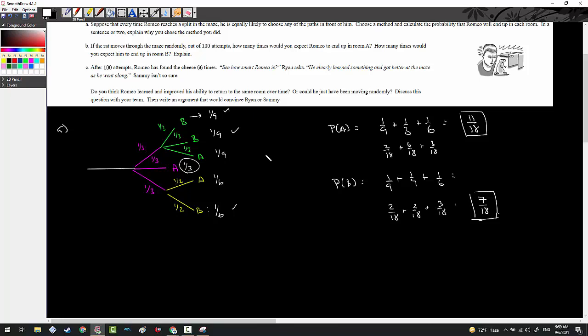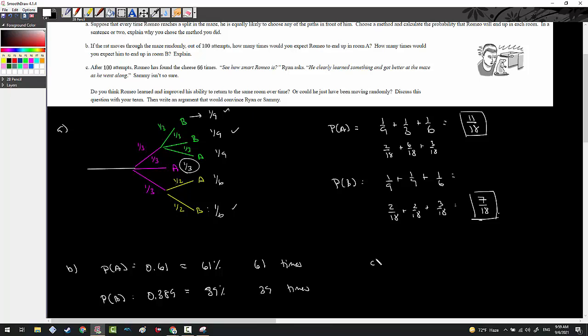So part B says, if the rat moves through the maze randomly after 100 attempts, how many times will you end up in the room? So what they're asking us to do is convert this into percentages. So 11 divided by 18 is really 0.61, which is about 61%, so about 61 times. And the probability to end up in B is going to be 7 over 18. So again, you'll probably just use a calculator for this. 0.389, or about 39%, about 39 times he'll end up in room B.